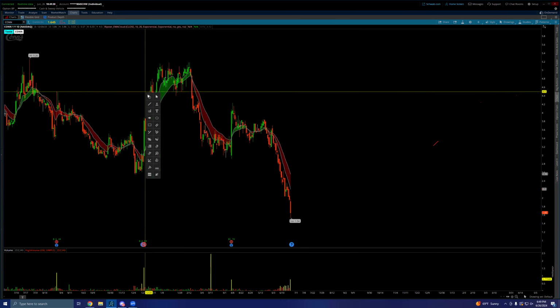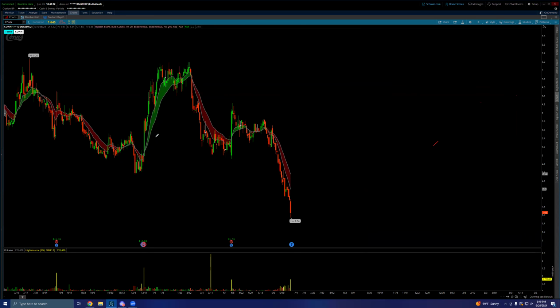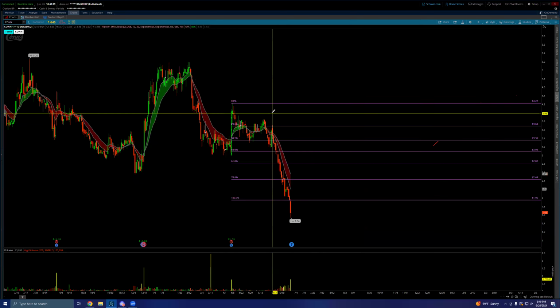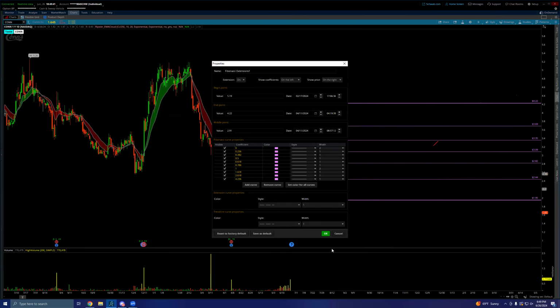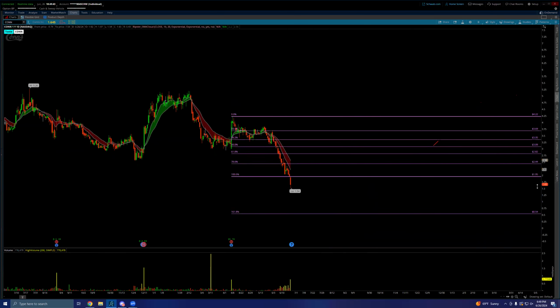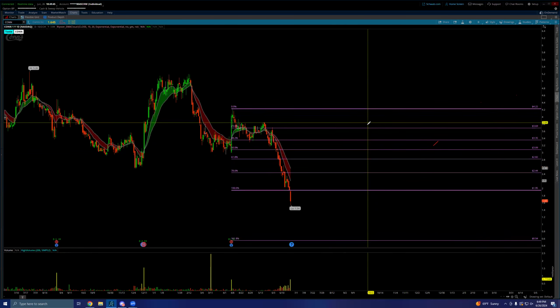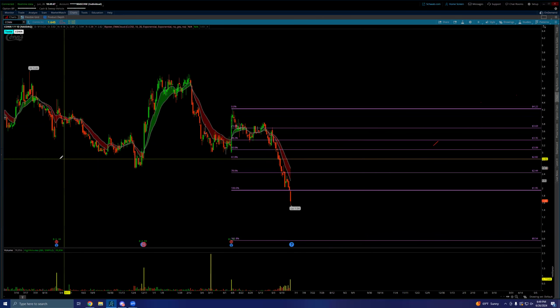We could even use some fibs on the downtrend here. Fibonacci extensions. So let's do some extensions to the downside here, some logical targets lower. Wow, we can't even see them. The floor is falling out that bad. 54 cents. All right, let's do some retracements here.